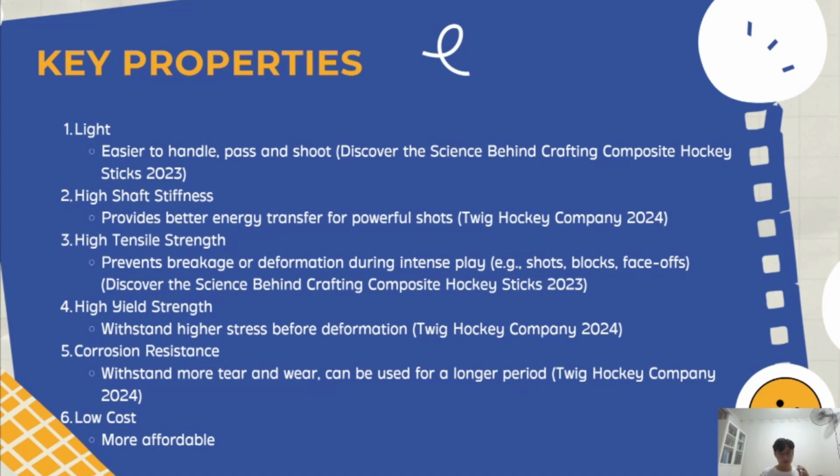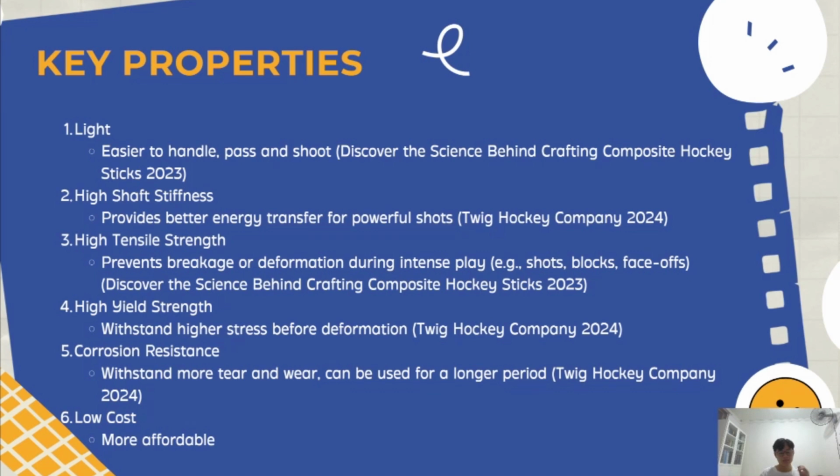For power and control, the shaft must be stiff. In order to increase the force behind a shot, a stiffer stick can collect and release the energy more efficiently. This allows the player to pass and shoot more accurately.